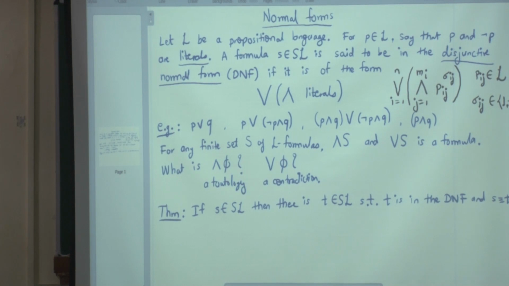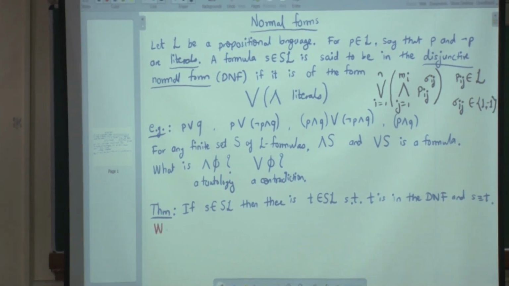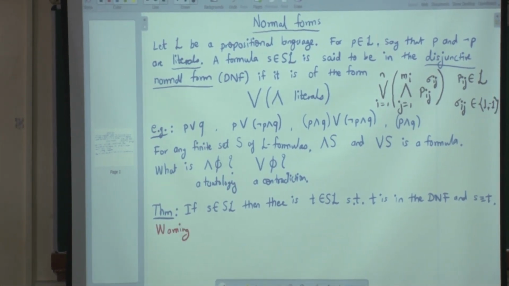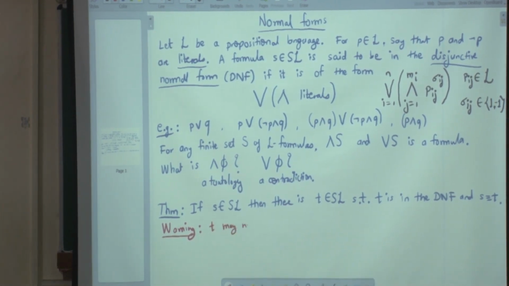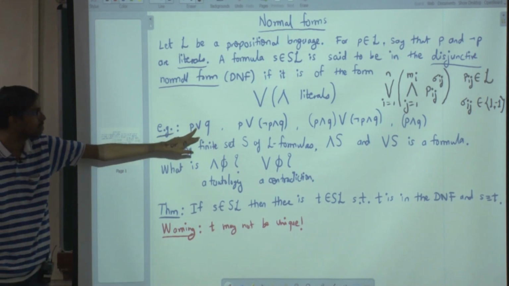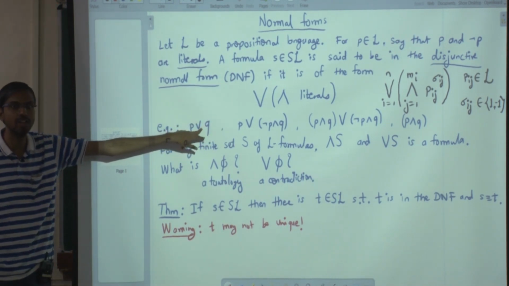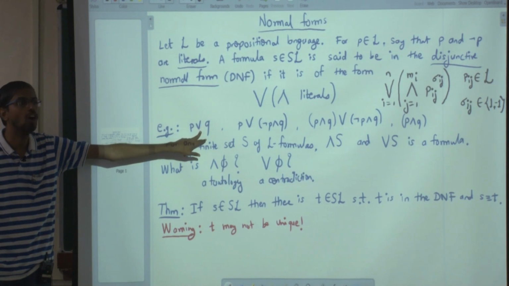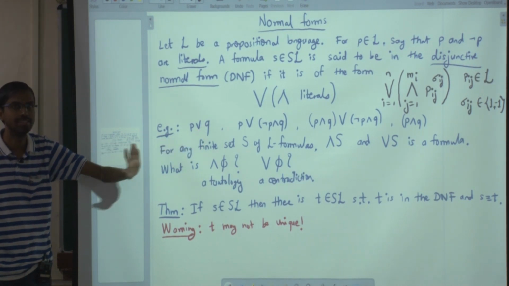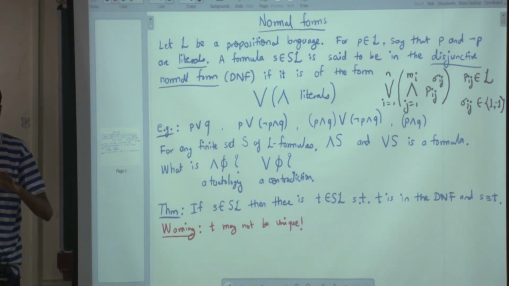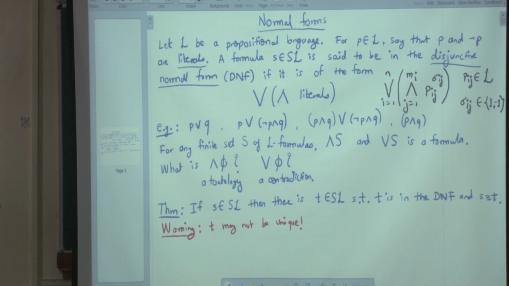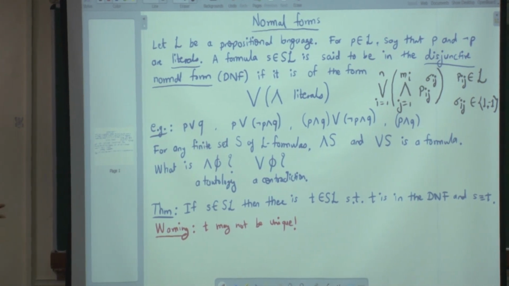So here, warning, T may not be unique. Most likely it is not. We saw these examples. First 3 elements in this list, they are logically equivalent. They are all in the DNF. Correct? So T need not be unique. There could be multiple formulas in the DNF which are logically equivalent to each other.